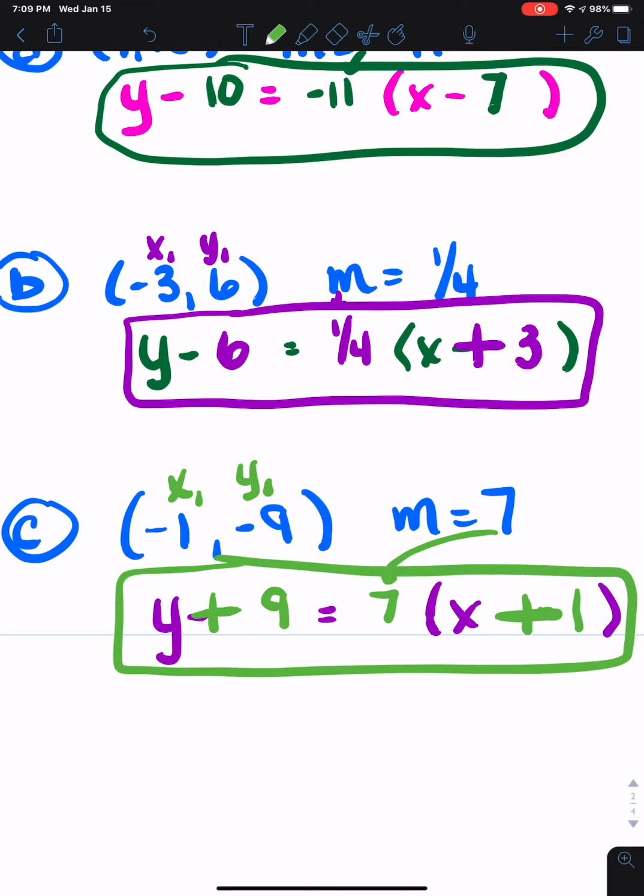Okay, go over your notes, and then we will do this for the warm-up tomorrow.